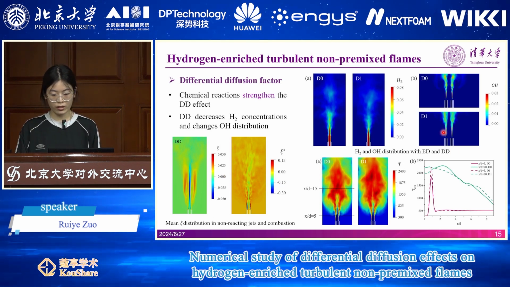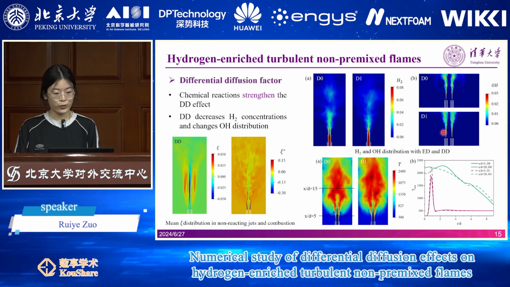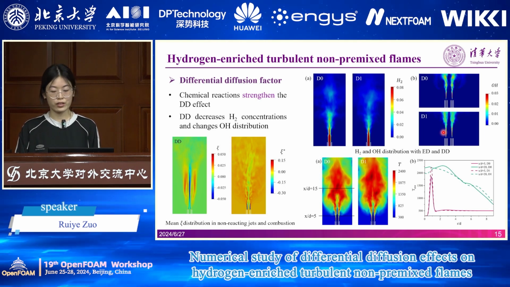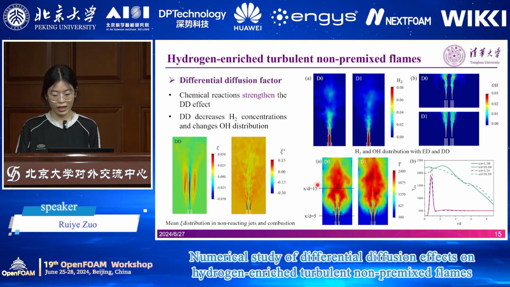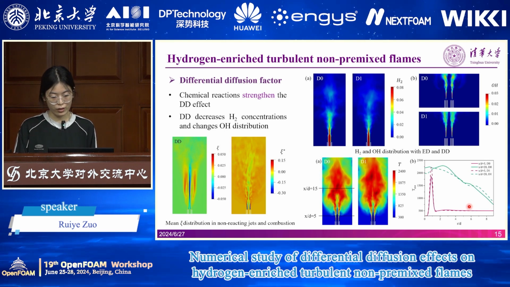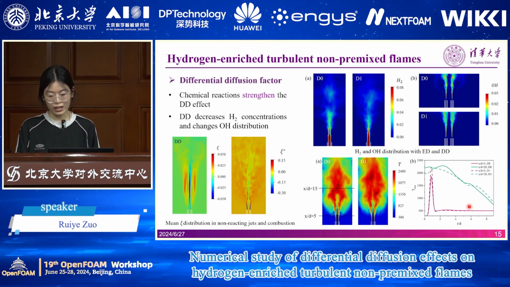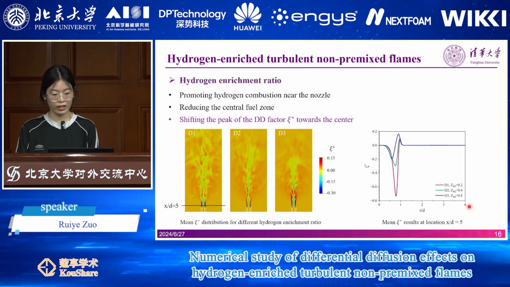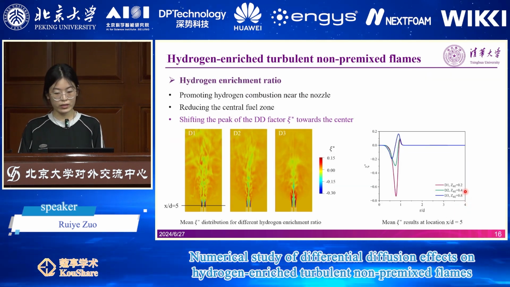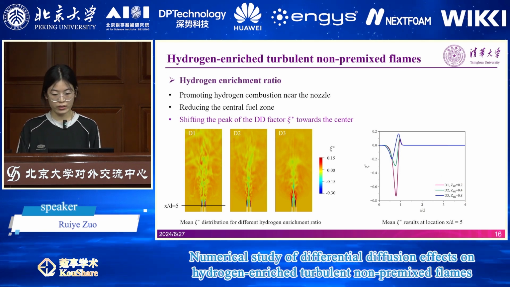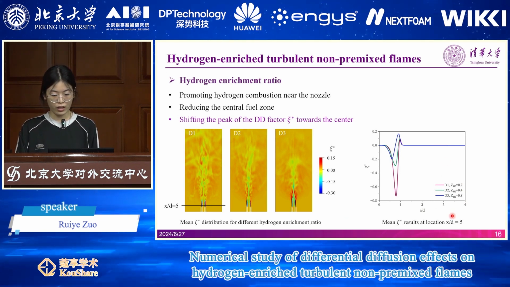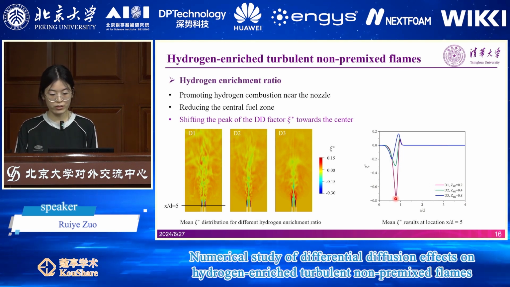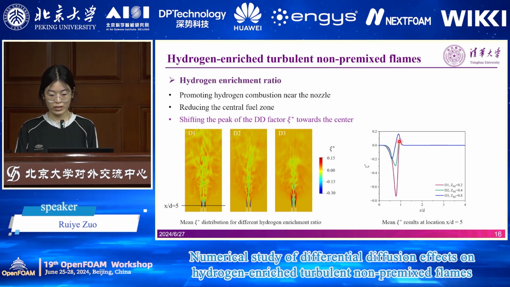And for flame structure, considering differential diffusion effects decreases hydrogen concentrations and changes OH distribution, and the temperature near the nozzle exit, as shown in this picture, the red line is much higher than the equal diffusion condition, up to 400 K. With the increasing hydrogen fraction, significant reduction is observed in the negative C star region near the nozzle exit, while the positive C star region notably strengthens.